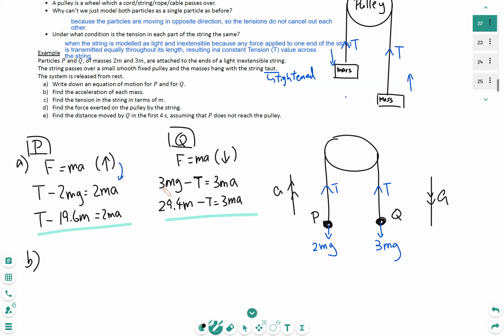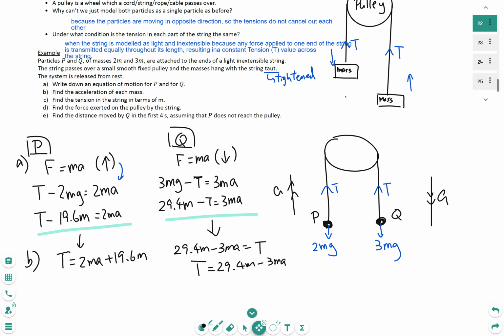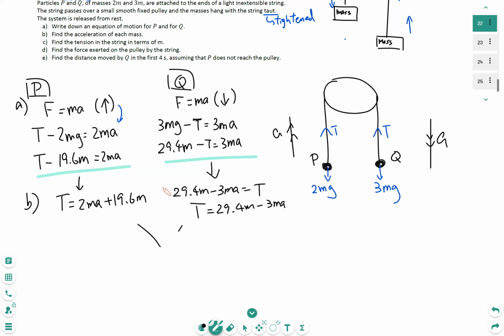I will make T the subject here. So T equals 2ma plus 19.6 m. And then in the other, to make T the subject, I can do 29.4 m minus 3ma equals T. So let me flip the left and right hand sides so that we can have a simultaneous equation. So 2ma plus 19.6 m equals 29.4 m minus 3ma.